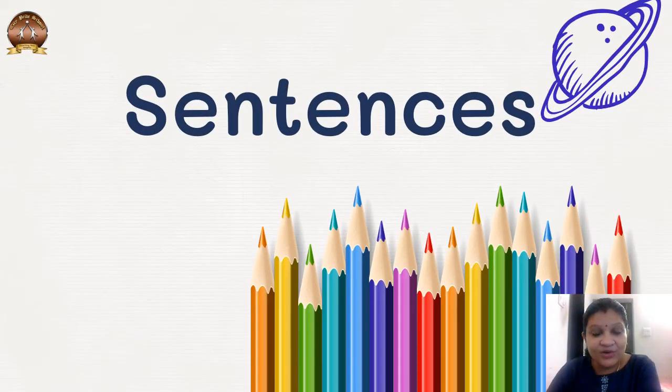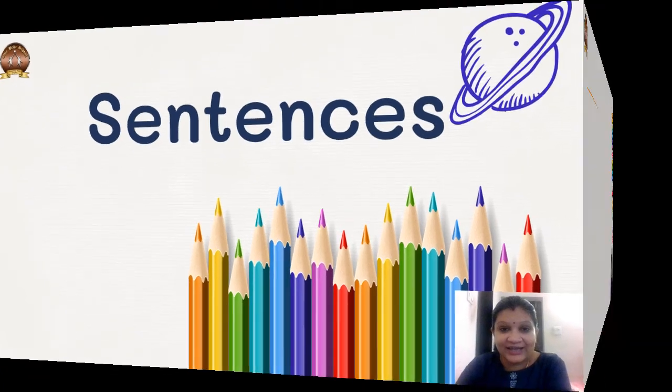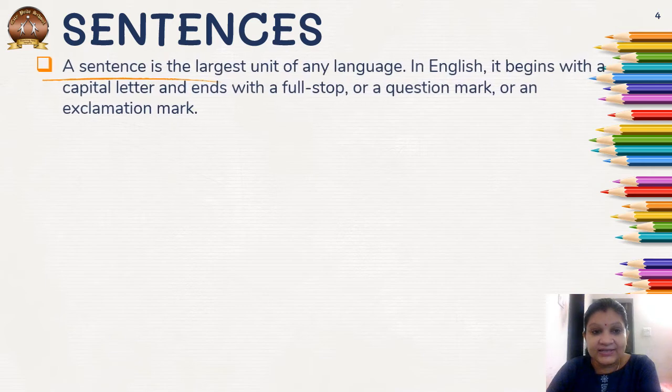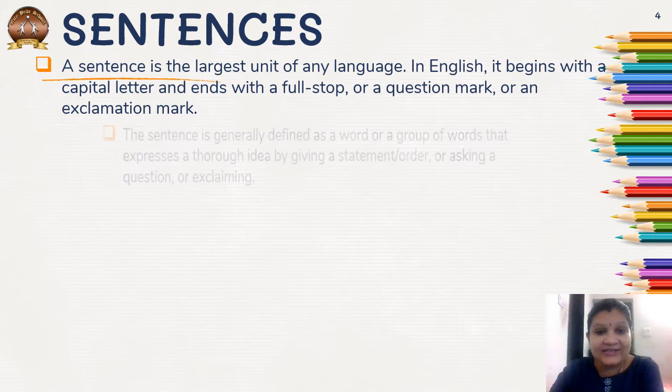Now we come to our topic of the day, sentences. What are sentences? A sentence is the largest unit of any language in English. It begins with a capital letter and ends with a full stop. That's the main characteristic. Or a question mark or an exclamation mark. It can end in three ways: full stop, question mark, and exclamation. And we'll always start with the capital letter. So it's a group of words that makes complete sense.